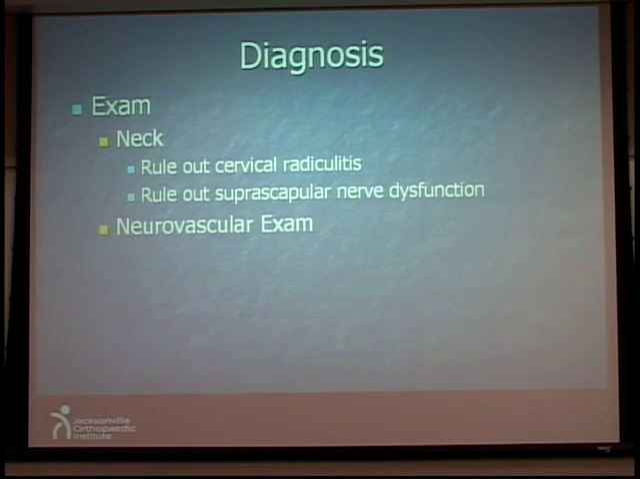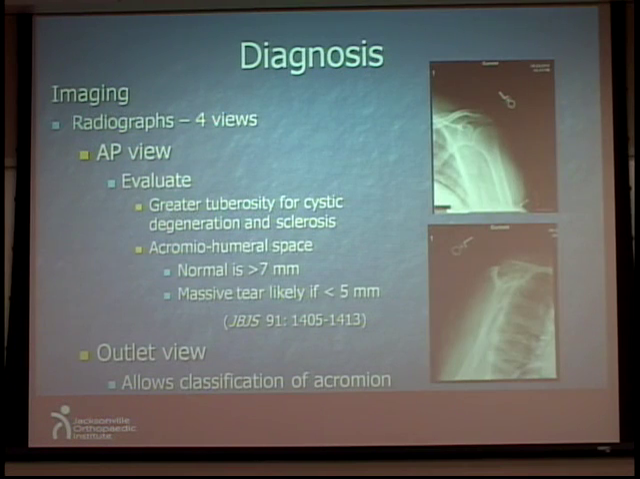Of course, the neck is examined to rule out cervical spine conditions such as radiculopathy, and a complete neurovascular exam is completed. As far as the x-rays, there are 2 more important x-rays, but a total of 4 x-rays are used for a full evaluation of the bony anatomy of the shoulder.